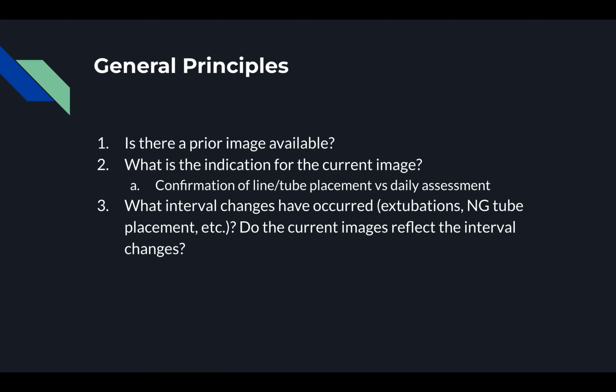The second thing to consider is what the indication is for the current image. It might just be to confirm a line placement, or it might be a daily x-ray that we're using to assess the patient's condition. Then the third thing is to think about what interval changes we know have occurred based on the patient's chart, and ensuring that the current images reflect those interval changes. So for example, if the patient has been extubated since the previous chest x-ray, then just confirming, yes, indeed, the ET tube has been removed.